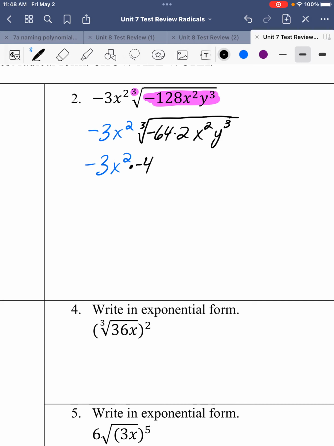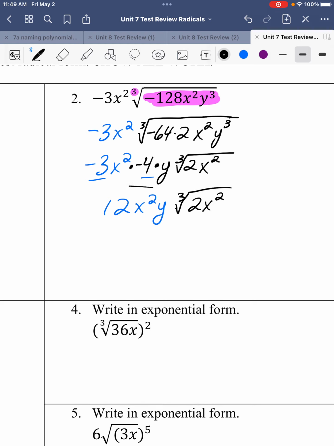The cube root of 2 is not something we can simplify, there's no perfect cube with it. The cube root of x squared, there's not enough x's, there's 2. The y can come out, so it's just a y. We have one group that comes out. If you have it to the first, not a big deal, technically you shouldn't have it because it's simplified. All right, now we put this together. We have -3 times -4 is +12, x squared, y, and then a cube root of 2x squared. There we go.